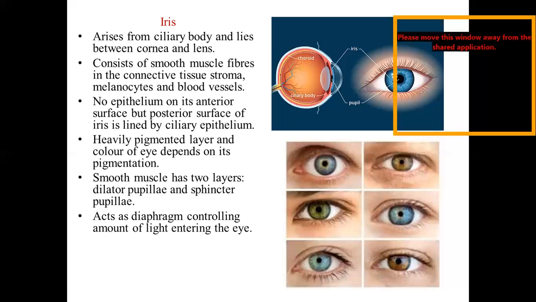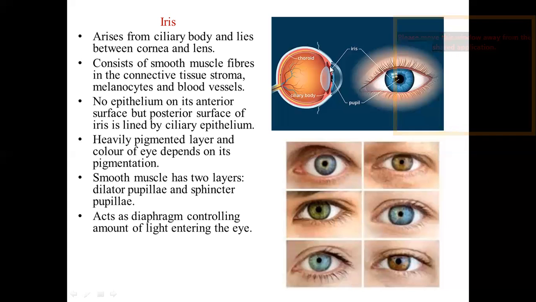We don't have slides for these structures. So I have just explained what these are. Sclera, the white coat. Then the middle coat has choroid, vascular coat, ciliary process and body holding the lens, and the iris having the smooth muscles.